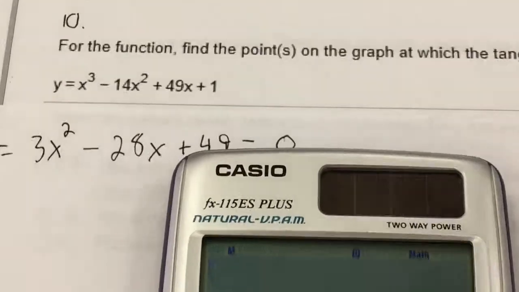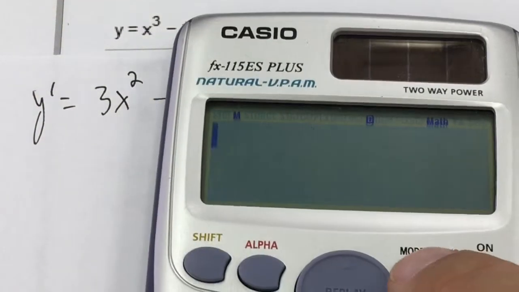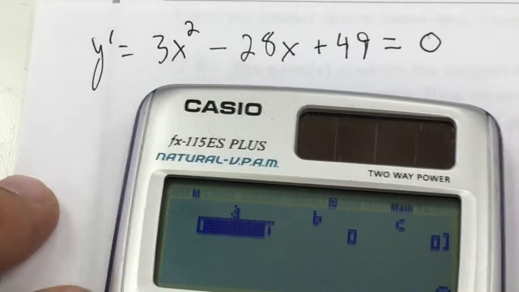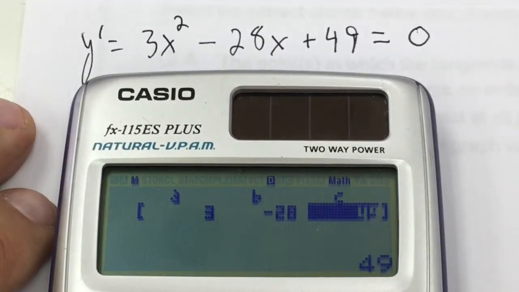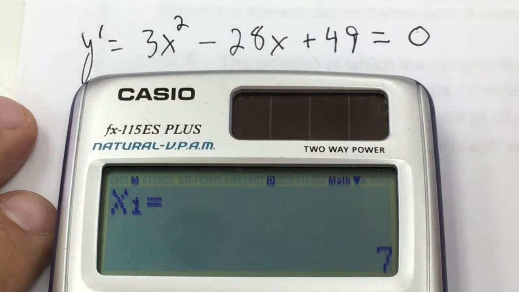So I'm going to turn on my calculator, and now I'm going to hit the mode button. Mode, then 5 for equation, and 3, so that says x squared, and now it's going to ask me to do the quadratic formula. So I type in the 3, I type in the negative 28, and I type in the 49. And these are going to be the x values of where I have a max and a min. So 7 is one of the values.